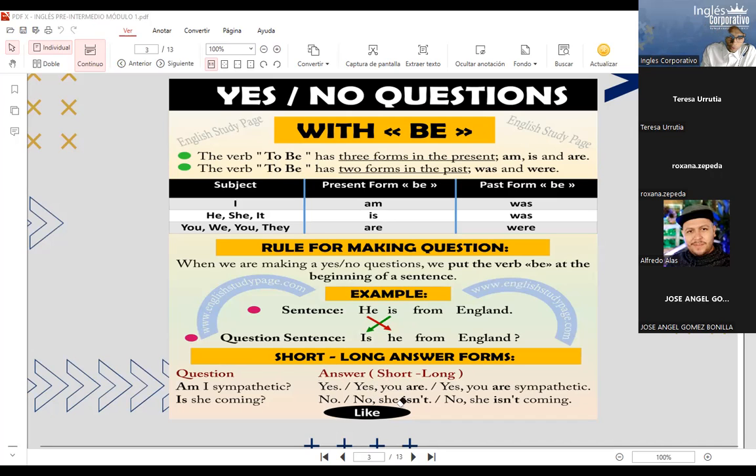Plus subject and the negative form of verb to be.